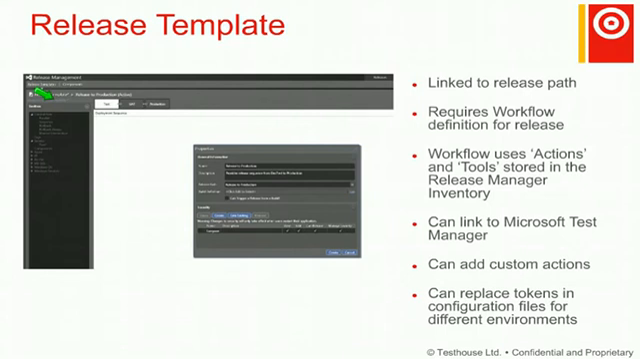You can link in Test Manager actions, so if you want to run some automated tests against different environments, you can plug Test Manager into it to say, I've run this release, can you validate it in UAT, just to make sure it has happened, and if it fails validation, you can tell it to roll it back. Easy to add custom actions, and you can put tokens in your configuration files, and the Release Manager will replace those tokens with the right values that you've predefined associated with the various environments and various servers.